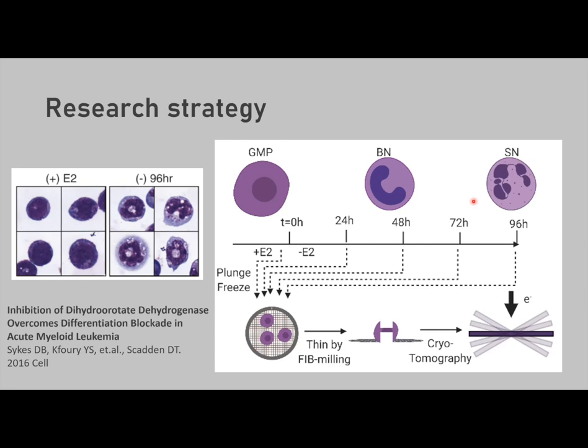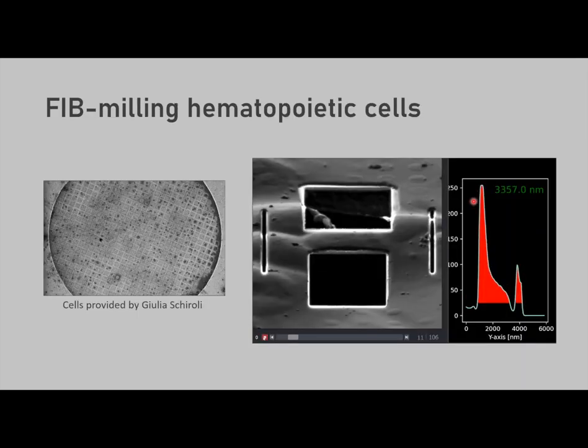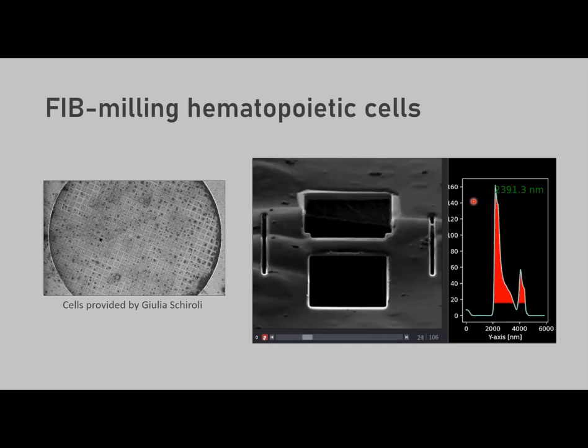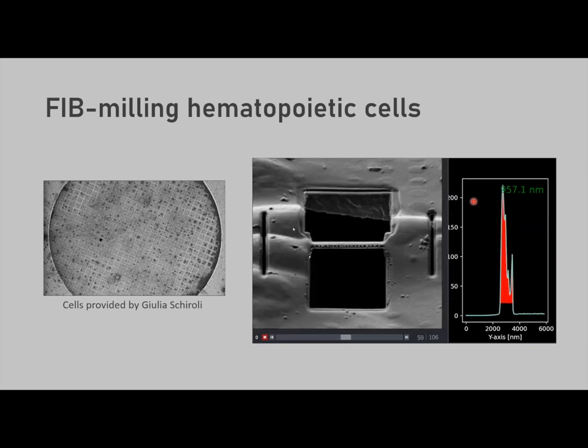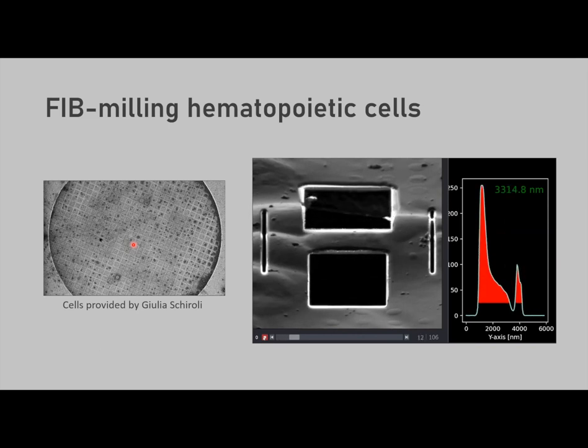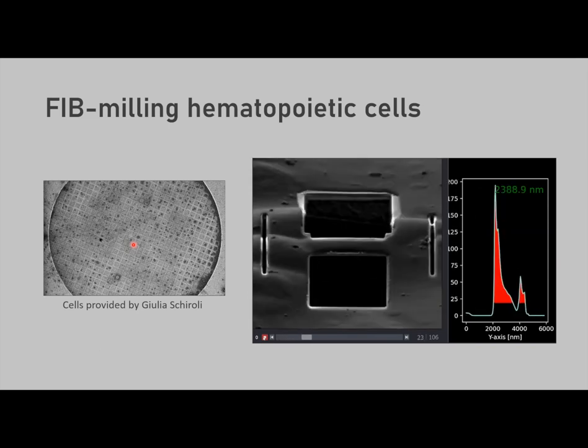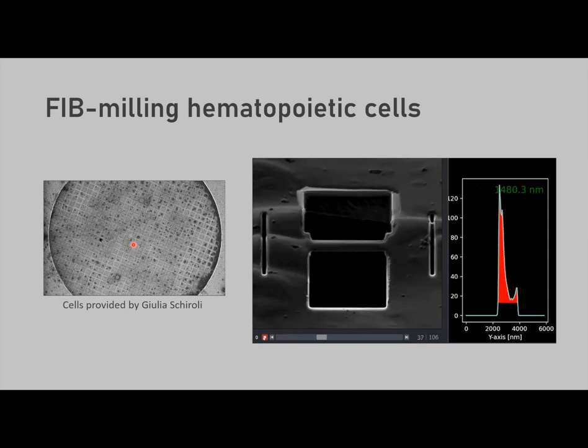So first, some technical details. What we have to do in order to image these cells is, they're normally way too thick to image by cryo-EM. So I assume most of you are familiar with this technique called focused ion beam milling, where you can put your cells on a grid. And that is very nice for hematopoietic cells. Normally you would culture mammalian cells on a grid, but because they're blood cells, they grow in suspension. So we can just pipette them on a grid and then plunge freeze it.